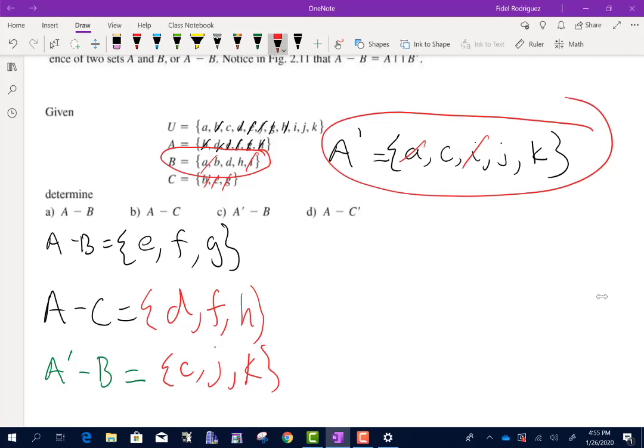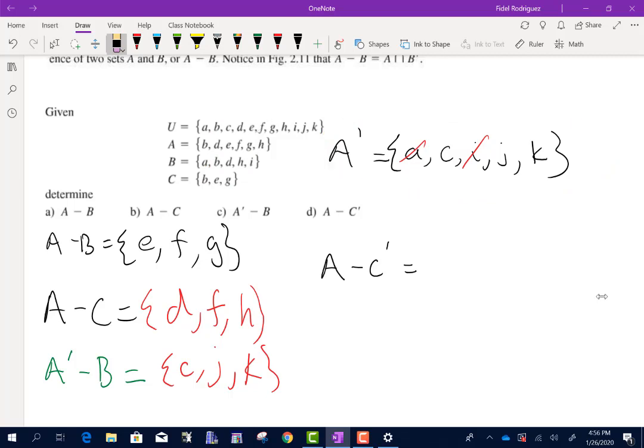All right. Now, let's look at part D. Part D says, let's find A minus C complement, okay? So let me clean up some of this mess here. There we go.